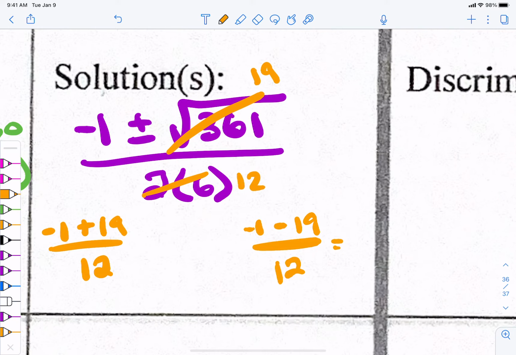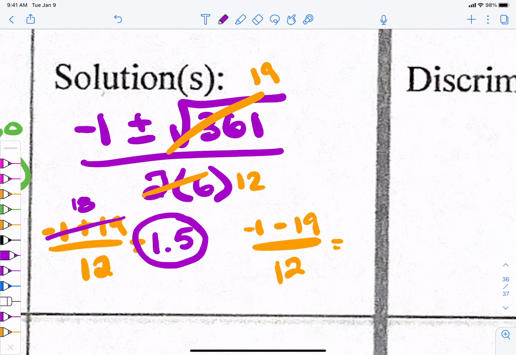Do you guys see how that works? Okay. Negative 1 plus 19, what does that become? 18. What's 18 divided by 12? 1 and 6/12, so 1.5. I'm going to write it as 1.5 as a decimal.